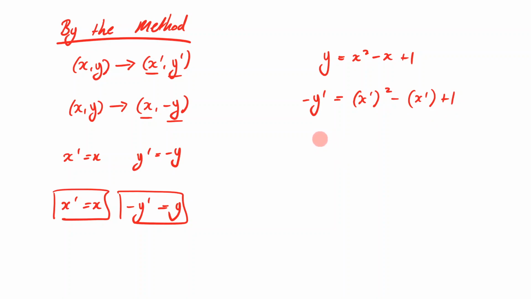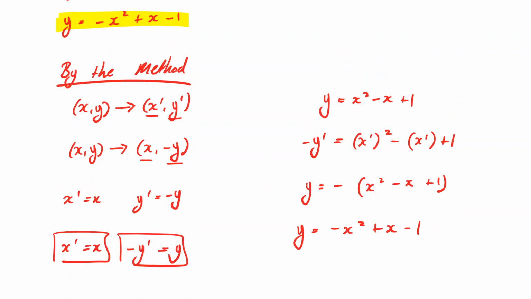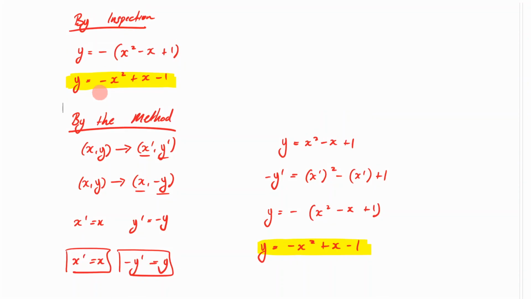I will now drop the dashes and solve for y. Which means I'm going to get negative x squared plus x minus 1. And that is what we got when we did it by inspection. So as you can see, negative x squared plus x minus 1 is negative x squared plus x negative 1. Hopefully you found this useful, and you can do it both ways, both by inspection and by the method.